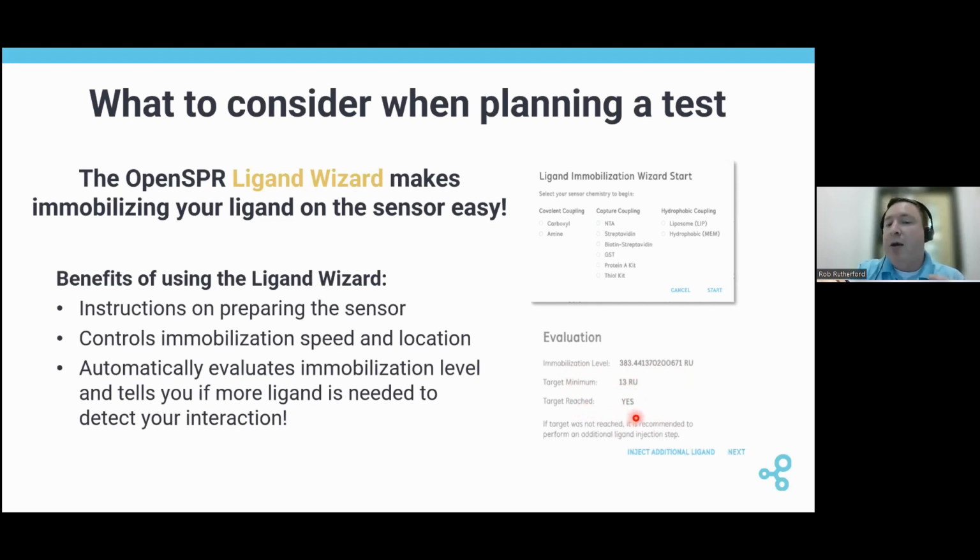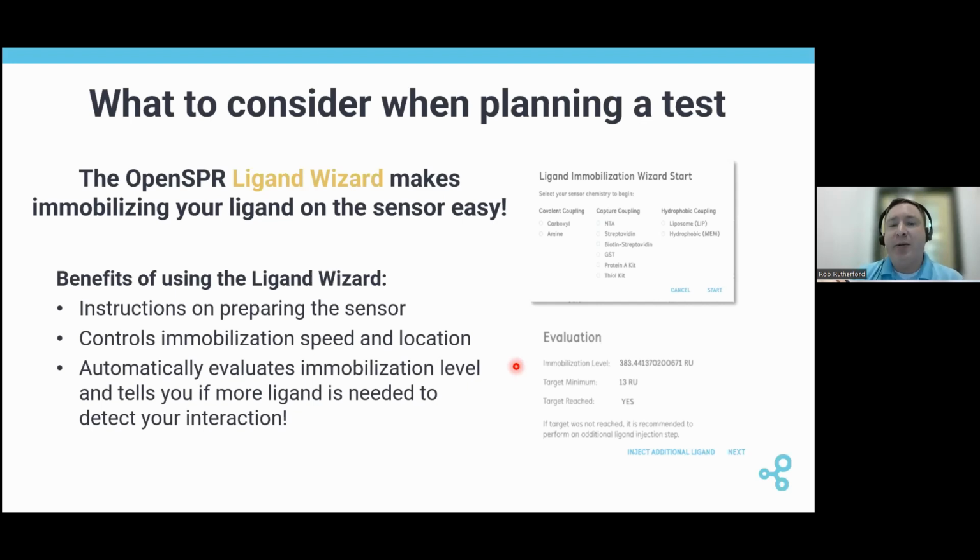Yes. The nice thing about this is if you're unsure of what ligand concentration you should have started with, maybe you put one in that wasn't high enough and you don't reach your minimum threshold, then you have the option to inject additional ligand before proceeding on to the rest of your test. So your sensor is not a loss. You go back, you inject a little bit more ligand, and the wizard will look at what is the change in the baseline after the second injection as well. So it's very nice. I really recommend doing this.